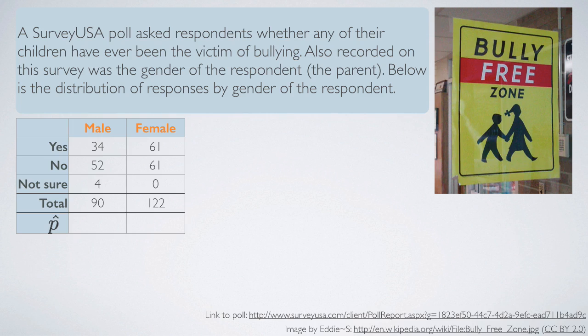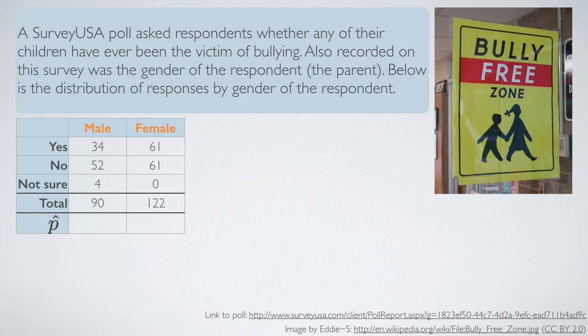Below is a distribution of responses by gender of the respondent. Before we proceed with the calculations, I'd like to make note of one thing. If we were to take the somewhat narrow-minded view that only a male and female couple has children, in that case, the proportion of kids that are bullied should be the same for males and females. Remember, here we're asking individuals if their kid has been bullied, not families or households.